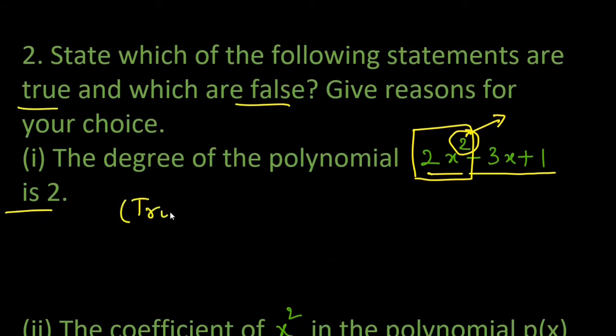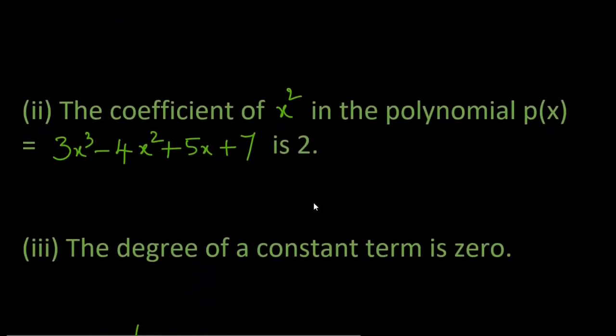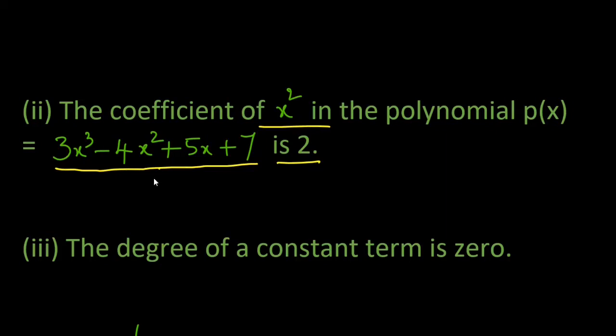The given statement is true. Second statement, the coefficient of x square in the polynomial P of x equal to 3x cube minus 4x square plus 5x plus 7 is 2. Here the x square term is here. The coefficient of this x square term is minus 4. The degree, or the exponent, of this term is 2, but the coefficient is minus 4. Here it is given as 2. So this is false.